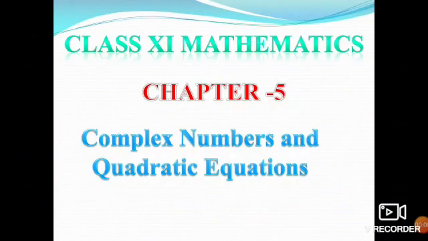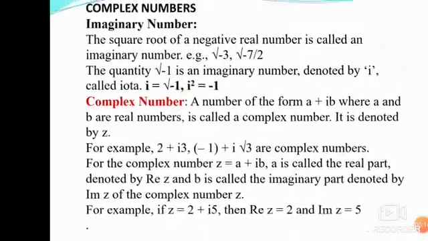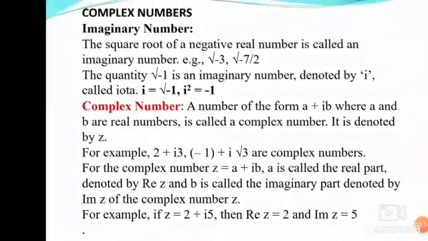Today we are going to learn Chapter 5 Complex Numbers and Quadratic Equations. First, we learn what is an imaginary number. The square root of a negative real number is called an imaginary number. For example, root of minus 3, root of minus 7 by 2, all these are imaginary numbers.